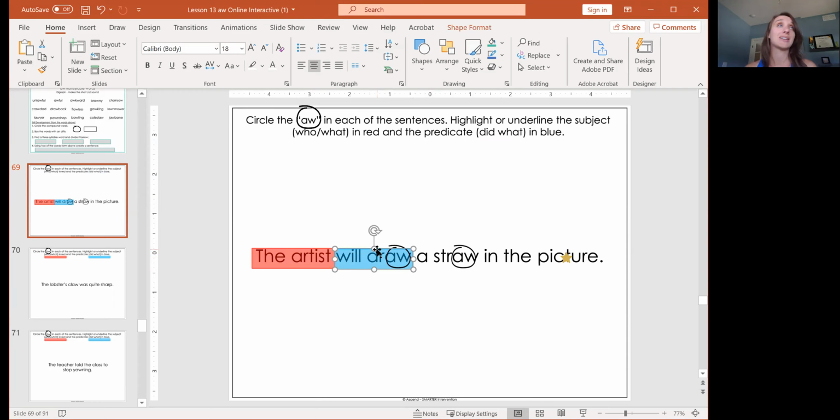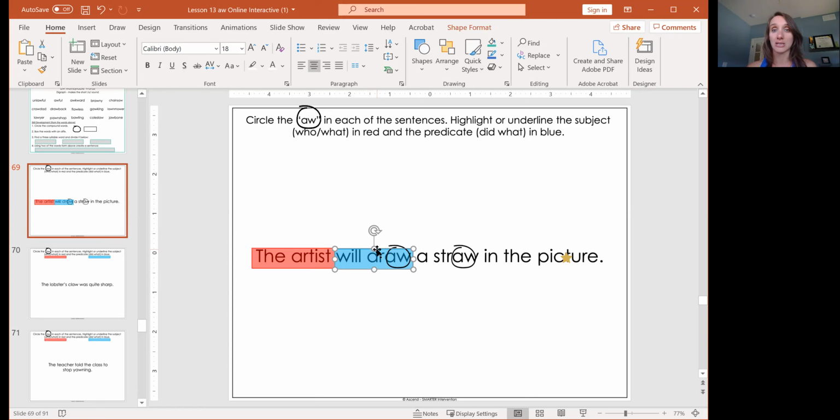Then what we talk about is, well, that's a really boring sentence. The artist will draw. What will the artist draw? The artist will draw a straw in the picture. And so essentially what we're doing then is we're teaching our students that's bonus. That's called an adverbial phrase. That's bonus to the sentence. It helps us get a much better picture when we're visualizing that in our mind.